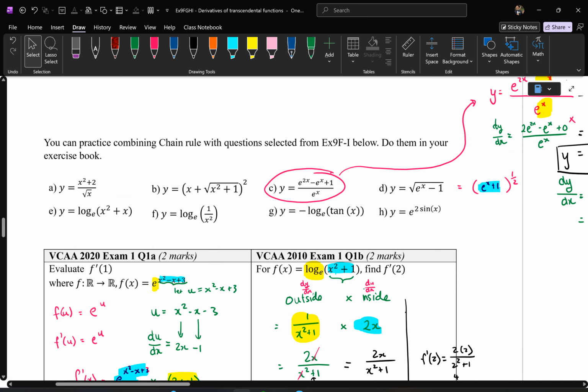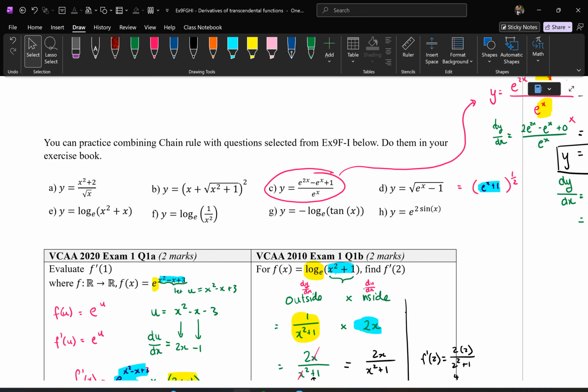Okay? And then other ones, logs. Why are logs nice? Because you have to do the fraction. Anything to do with fractions, students make mistakes. So practice the logs, practice the chain rule.